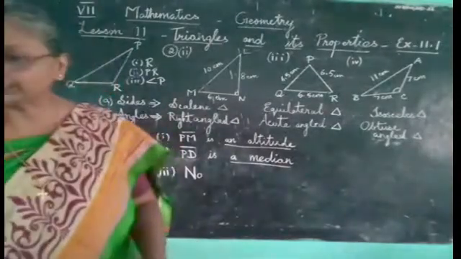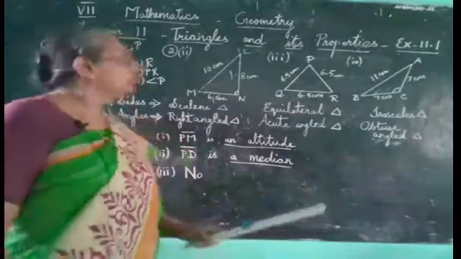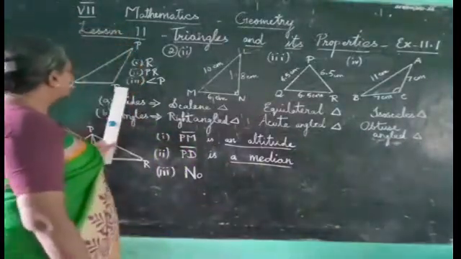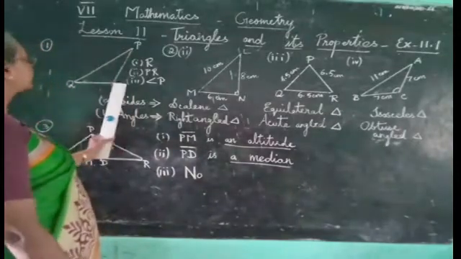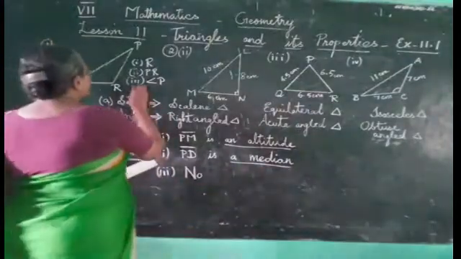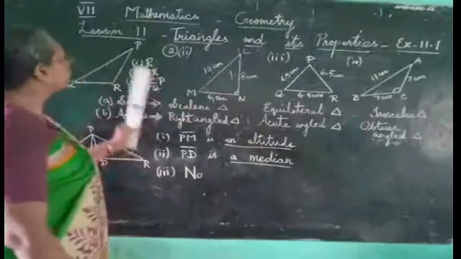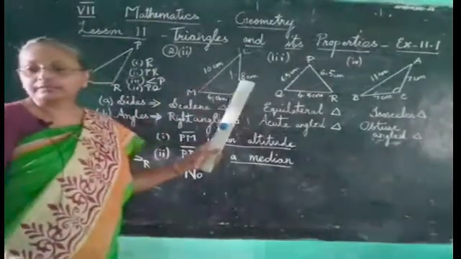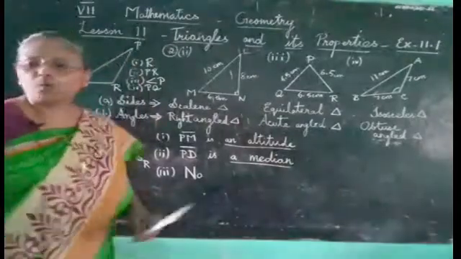Now see the fourth question. Name the side opposite to angle R. Which is the side opposite to angle R? That is PQ. So you can mention that as PQ. So you can note it down beside these questions in question number 1.